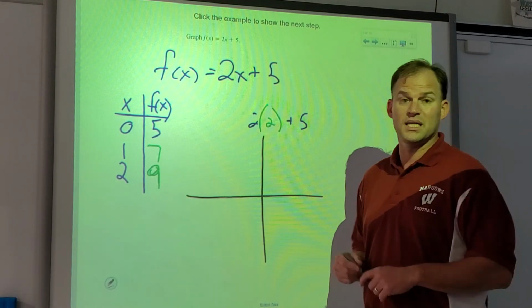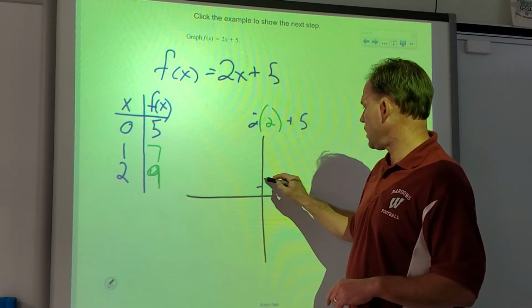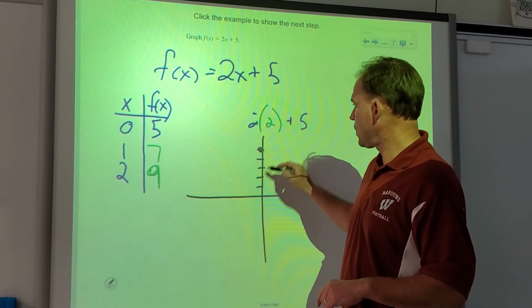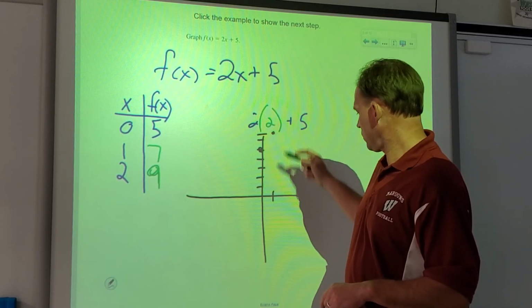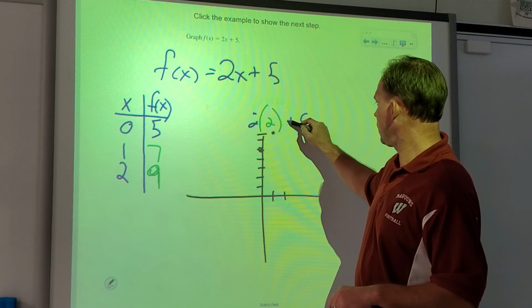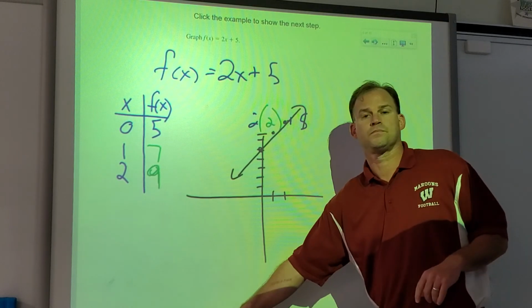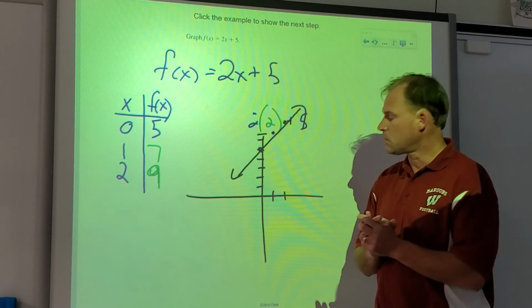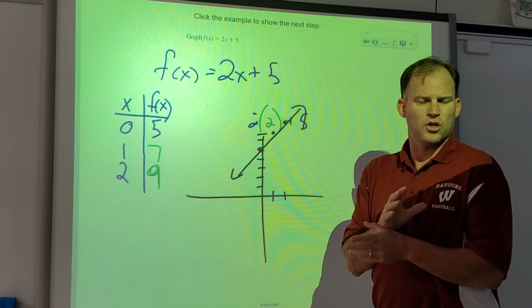Or you'll be on Big Ideas. There should be one there for you. 0, 5. Write 0 up 5. 1, 7. Write 1 up 7. 2, 9. There's your graph. Pick any numbers you want. I'd recommend keeping them on the small side.